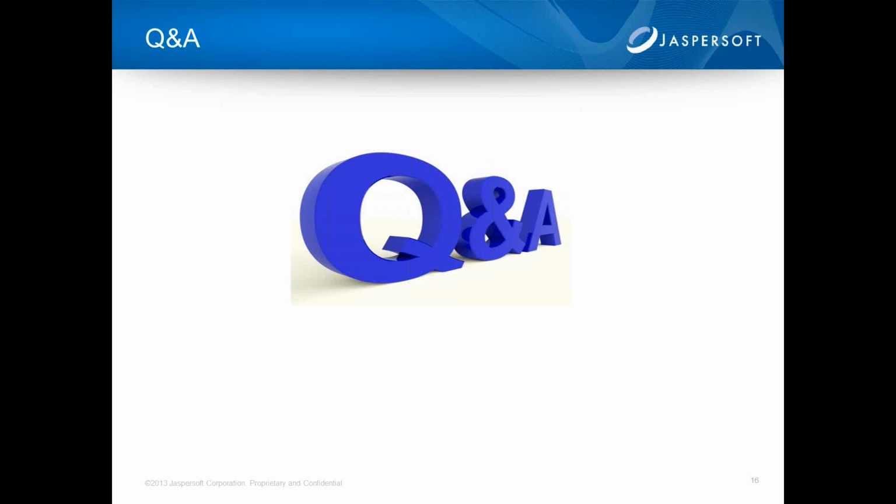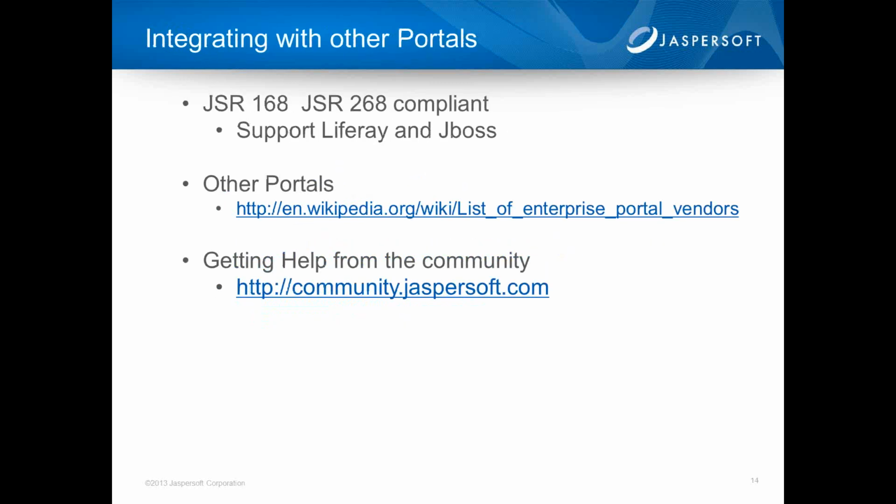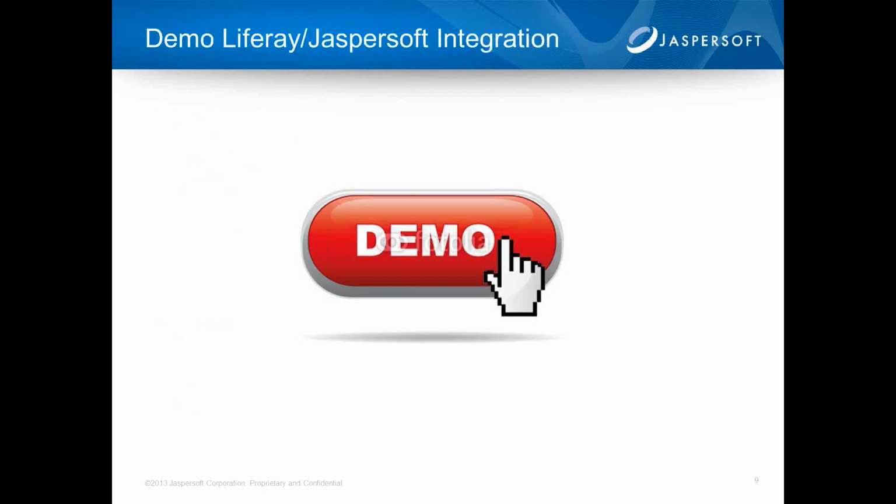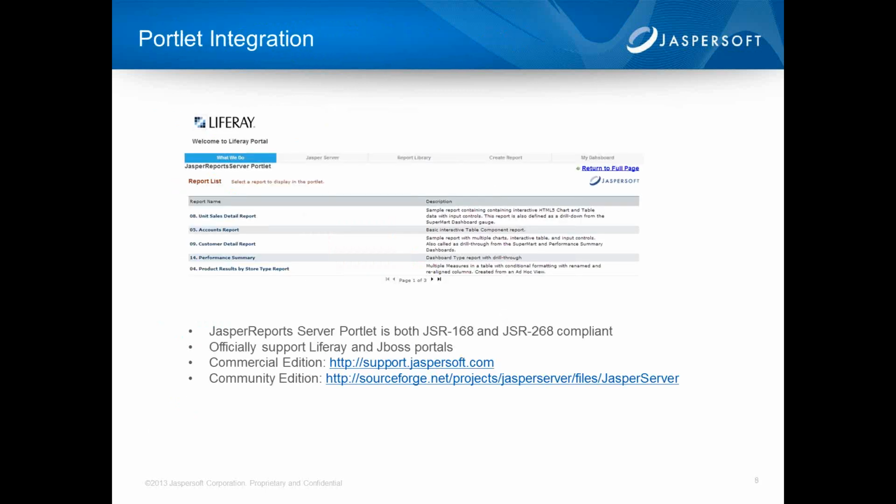The first one is, where do you download the portlet and what is it? In one of Bing's earlier slides, she showed the two places. If you're a paying Jaspersoft customer, you would download it from the support portal. If you're a commercial client, just log into the support portal and you can find it there. And if you're using the community edition, you can find it at that URL.